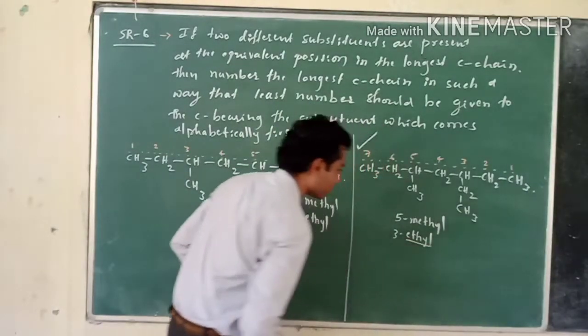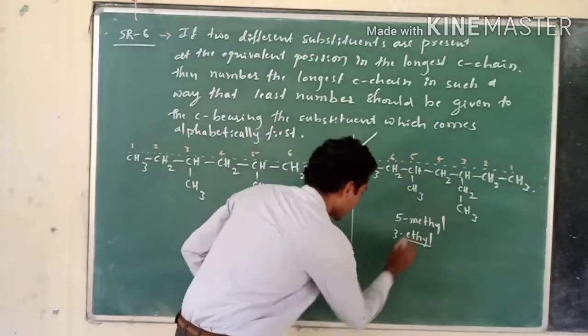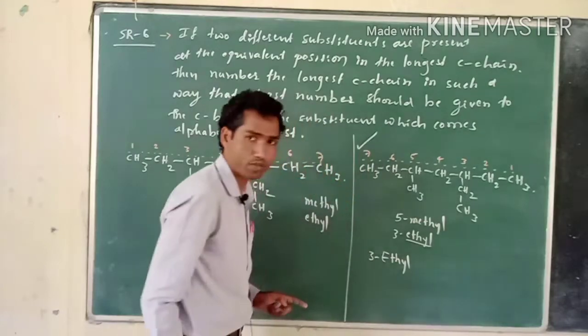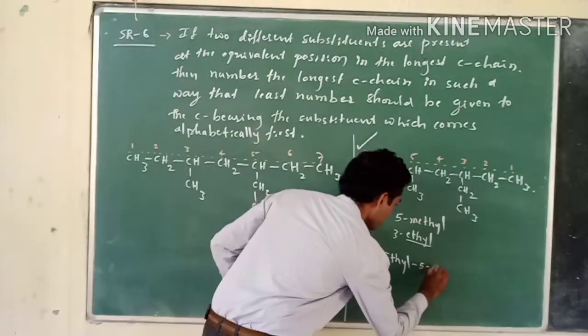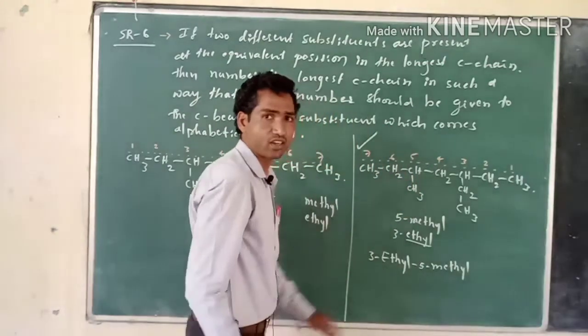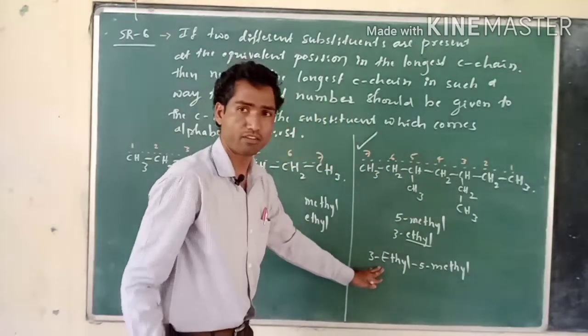So now I have to write the prefix. First I have to write ethyl, because at the third position an ethyl group is there. Next, at the fifth position a methyl group is there. So this is the prefix.